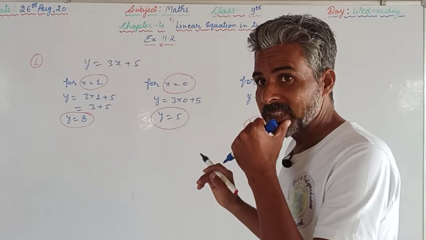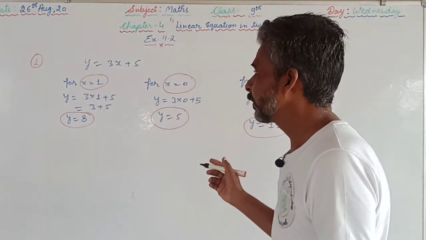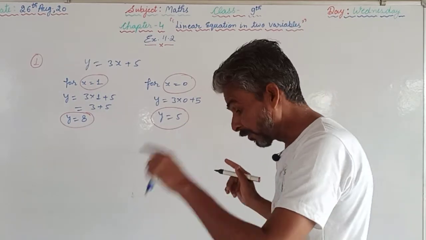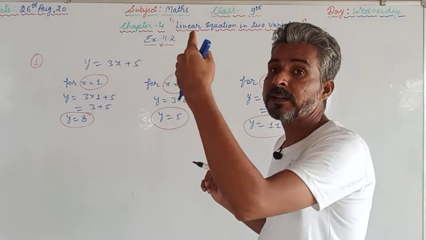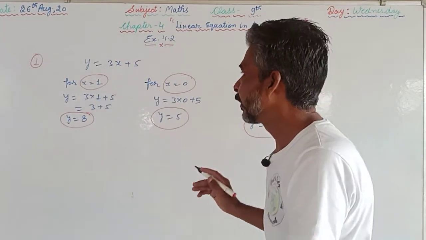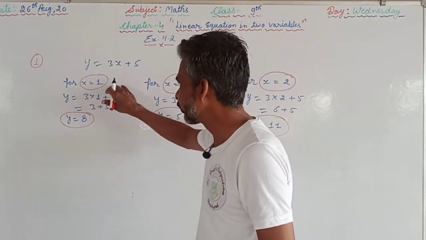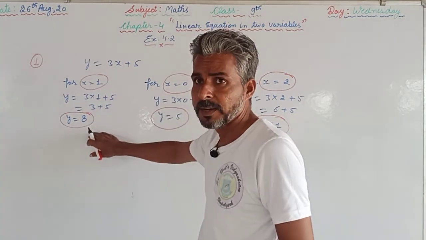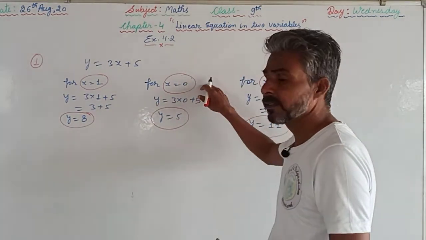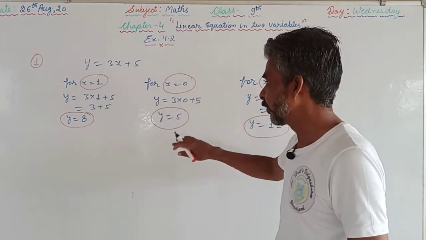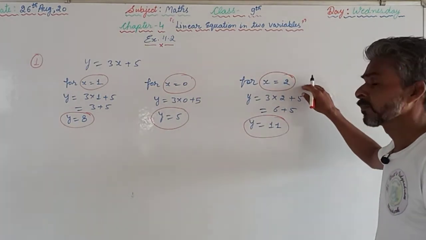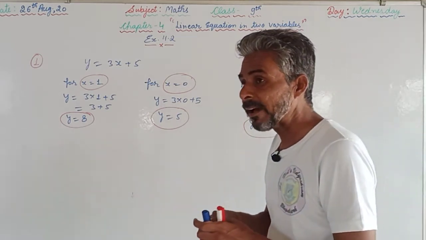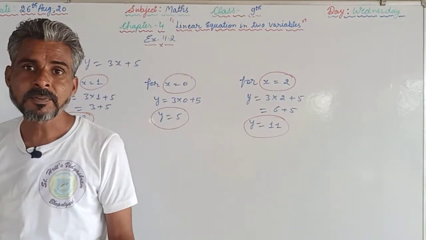So I told you in the starting only, for a linear equation in two variables, for every value of one variable there will be a different value for the second variable. If we substitute x = 1, we get the value of y as 8. Here we have substituted x = 0, we got y = 5. Here we have substituted x = 2, we got y = 11. Means for every value of x there is a different value of y.